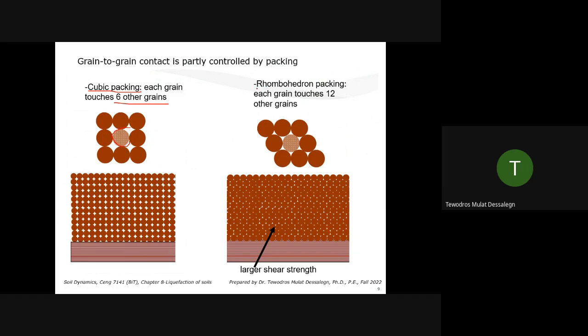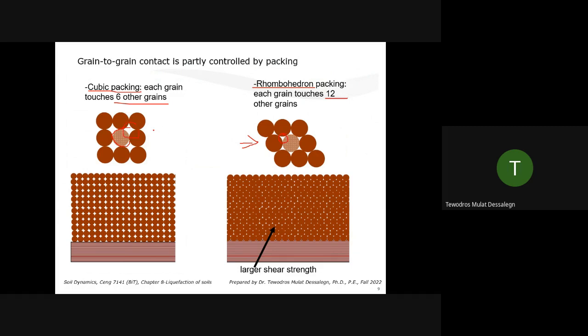Then let's see rhombohedron packing. Each grain touches 12 other grains. So here we are saying 4, but we are taking a section, right? Consider one in the front, one in the back. That's why it is 6. Here also the same. Now, where do you have larger voids? Cubic packing or rhombohedron packing? The void space is larger in cubic packing, right?